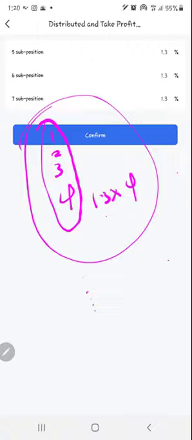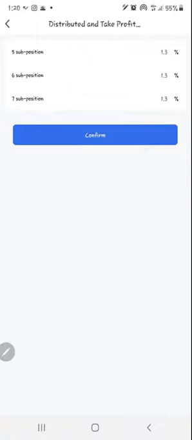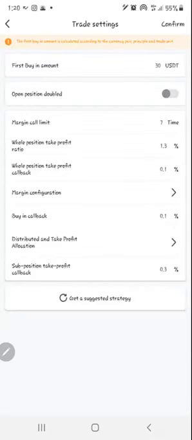So there is a way to activate this. Leave this as 1.3, depending on how much profit you want to be taking. Nothing is cast in stone, remember. So leave that at 1.3. Then sub position take profit callback.